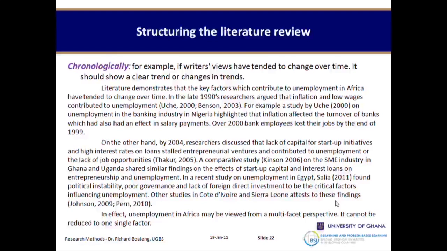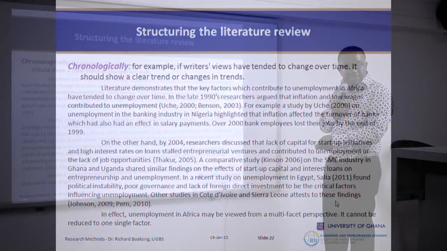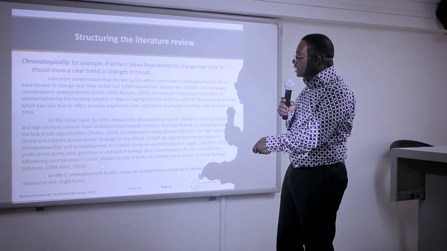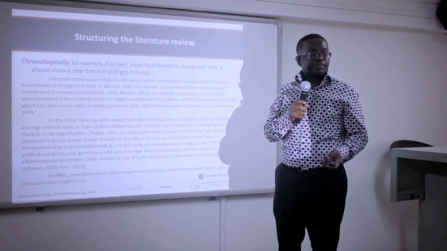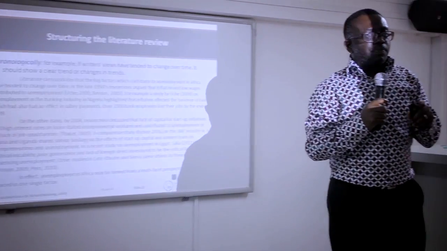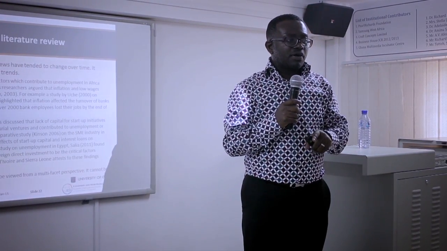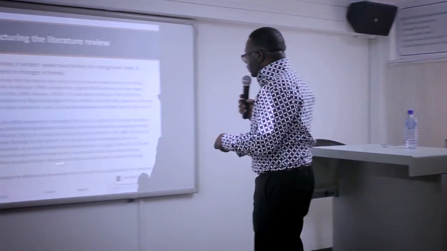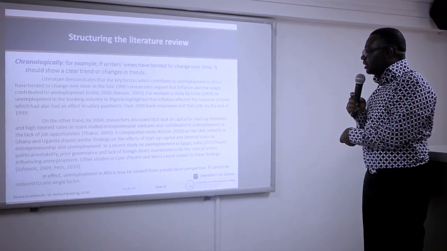So he points out that there are studies on Cote d'Ivoire and Sierra Leone, and you just need to go to the literature and find out which other studies have found the same. So with these two studies, Johnson 2009 and Penn 2010, he may not have read the whole thing. He just realized in the abstract that these studies were about political instability and how it affects unemployment in these countries, and that was enough. The one that he read was the one on Salia, and he has pointed it out there.